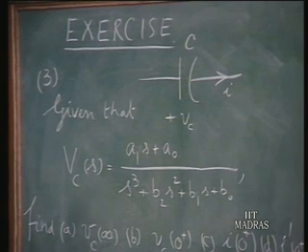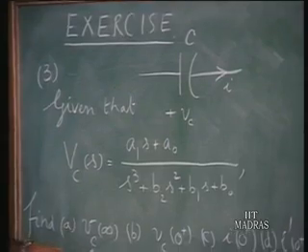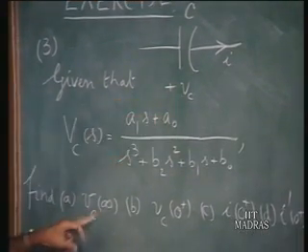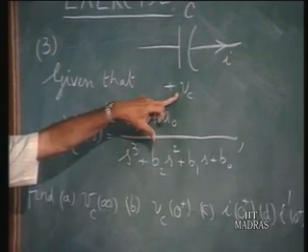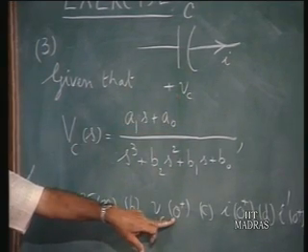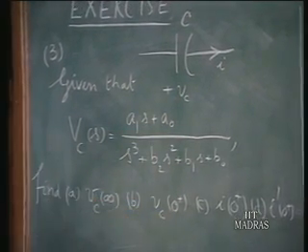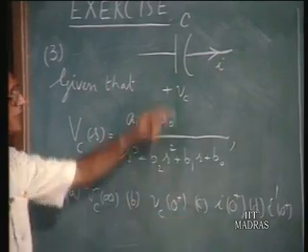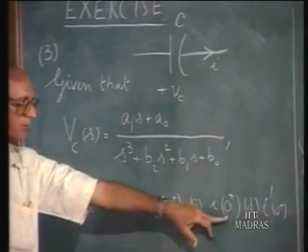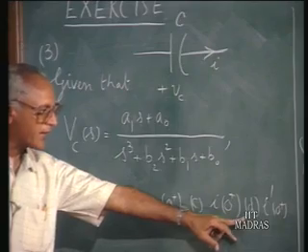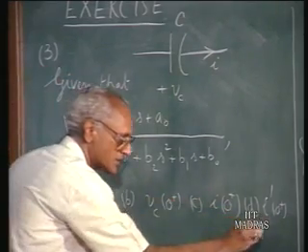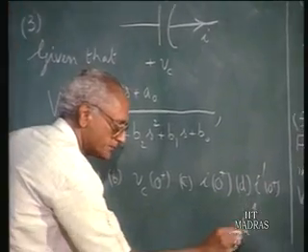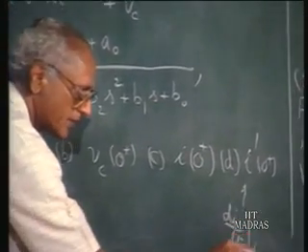Now, using this information in terms of the a and b constants, find the final value of the capacitor voltage, Vc infinity. B, the initial value of the capacitor voltage, Vc 0 plus, immediately after t equals 0. Also find the initial value of the current, i 0 plus. And lastly, find the initial value of the derivative of the current, i prime 0 plus. This means di by dt evaluated at t equals 0 plus.